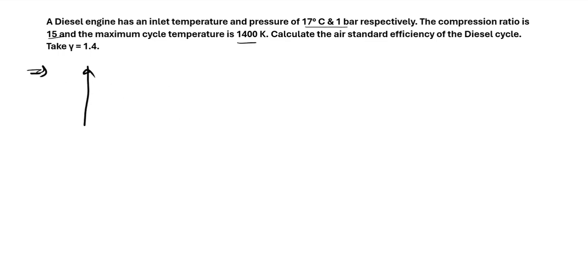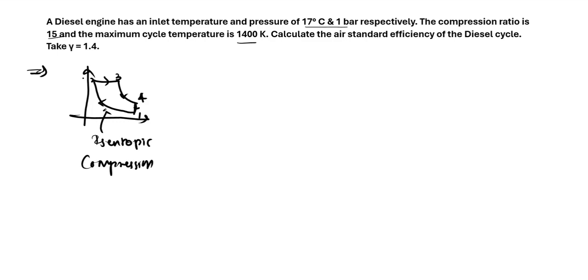If you draw the diagram for a typical diesel cycle, you have a diagram like this, where process 1 to 2 is an isentropic compression. Let us just draw this. So 1 to 2 is nothing but isentropic compression, and 2 to 3 is a constant pressure heat addition.